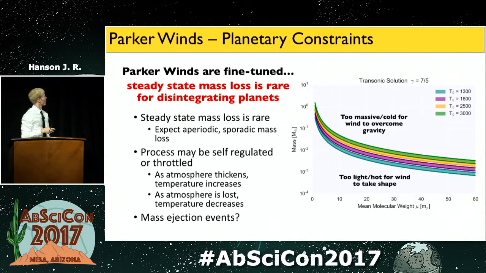And so the implications of that are that these Parker winds are extremely fine-tuned. If you want to assume steady state mass loss, you have to be in a very small parameter space. What you would expect instead is for aperiodic or sporadic mass loss corresponding to brief periods of time in the Parker wind regime. And the process itself may be self-regulated or throttled. So you can imagine building up an atmosphere, slowly heating your surface temperature until eventually you reach the point where you're in the steady state mass loss regime. All of a sudden you get these bulk ejection events, and then you cool down and get back to where you started originally. And so that's my tip of the hat towards the alien megastructure stars. Perhaps this is it.